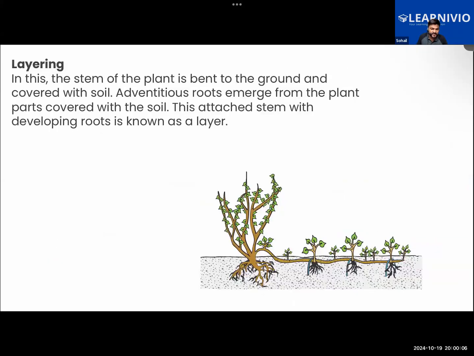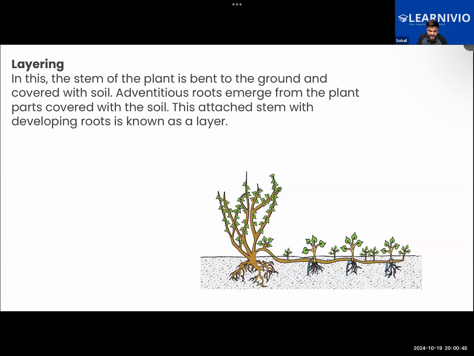Next, we have the method of layering. In this method, we are going to forcefully bend the stems of the plants towards the ground, and then cover them with soil. As you can see here, with the help of metal rings, the stem of the plant has been forcefully bent towards the ground, and later on it will be covered with soil. From the part which has been covered with soil, a special type of roots called adventitious roots will start to emerge. Adventitious roots will grow, and then finally the shoot system, as you can see here, also starts to grow. So that is the method of layering.